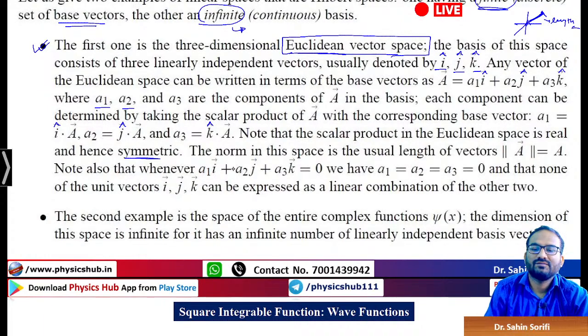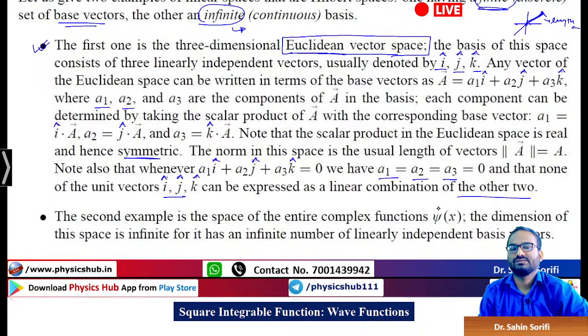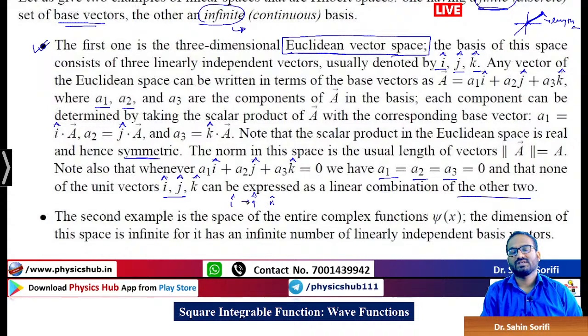Note also that whenever a1 i cap plus a2 j cap plus a3 k cap equals 0, we have a1, a2, a3 equal to 0, because i cap, j cap, k cap are linearly independent vectors. So the coefficients a1, a2, a3 must be 0, and none of the unit vectors i cap, j cap, k cap can be expressed as a linear combination of the other two. You cannot express i cap in terms of j cap or k cap, right? Or you cannot express j cap in terms of i cap, k cap. We have already told you.